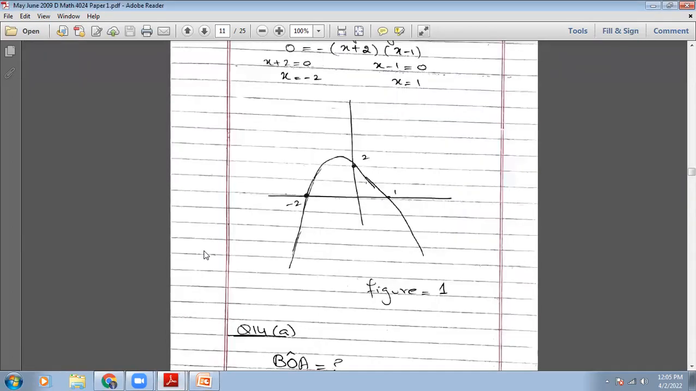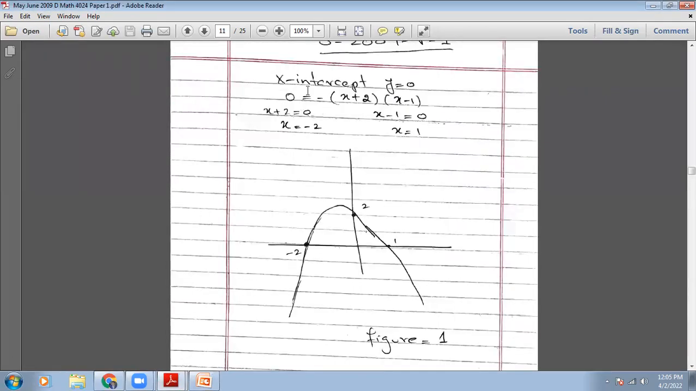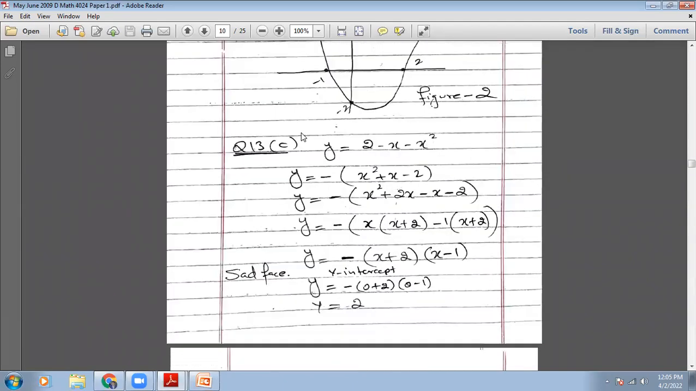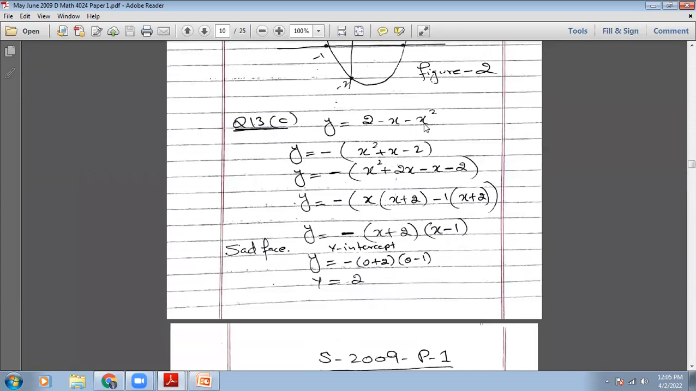Okay, let me show you my work. For the x-intercepts, you see here, y is equal to 2 minus x squared. I have taken the negative common: x squared plus x minus 2, with the negative outside. I have done the middle term breaking and factorized it. Here we have a negative sign, which means it's a sad face. Actually, this was not needed because there was only one figure which has the sad face, but for learning purposes, we'll continue.